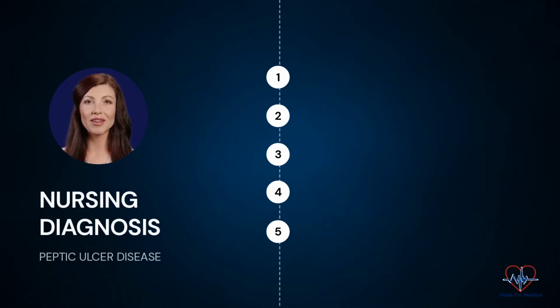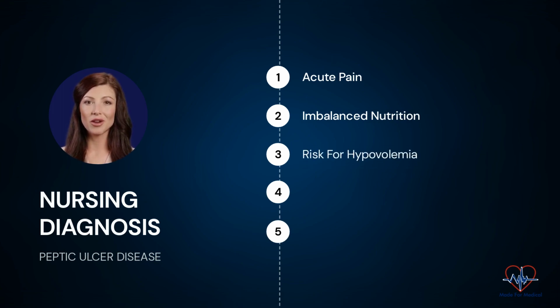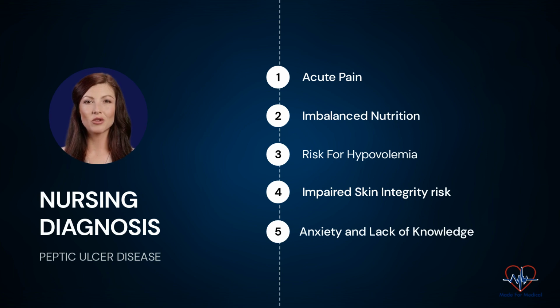Based on the assessment findings, the following nursing diagnoses may be applicable: acute pain related to gastric irritation and ulceration. Imbalanced nutrition, less than body requirements related to altered intake, nausea, and dietary restrictions. Risk for deficient fluid volume related to gastrointestinal bleeding and decreased oral intake. Risk for impaired skin integrity related to impaired tissue perfusion and potential surgical interventions. Anxiety related to the diagnosis, uncertainty and treatment plan, and deficient knowledge regarding the condition, treatment, and self-care management.